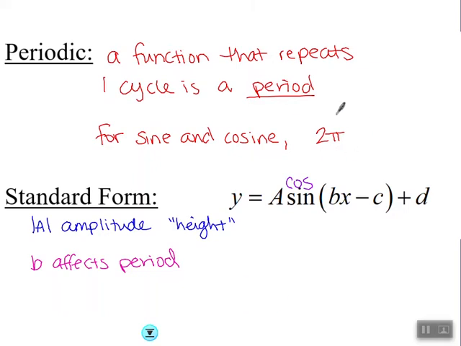B affects the period of the graph. Since for the regular sine and cosine curves, the period is 2 pi, that means that the period of any sine or cosine function will be 2 pi divided by b. One thing that's going to be helpful as we're trying to graph is to look at the quarter period, which I'm going to abbreviate as QP. This is just the period divided by 4. And that'll tell us where our key points are going to be. We'll see that when we get to an example in a few minutes.